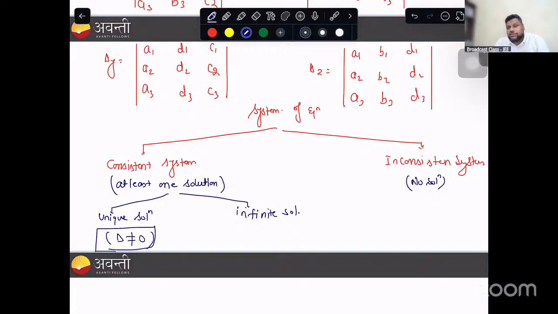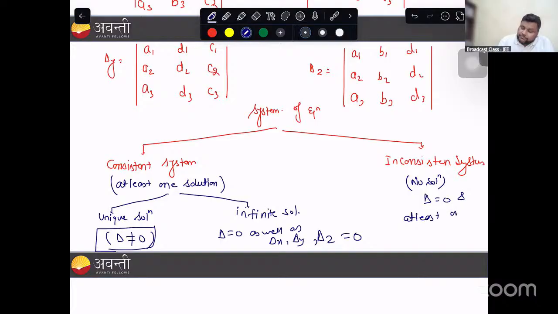So for unique solution, your delta should not be zero. If delta is not zero, the solution is unique. For infinite solution, delta is zero as well as delta x, delta y, delta z are also zero. For no solution, delta is zero and at least one of delta x, delta y or delta z is non-zero. Am I clear?